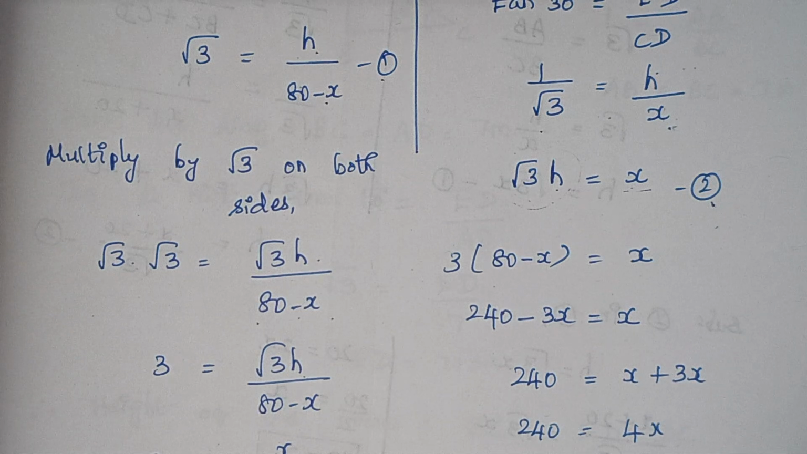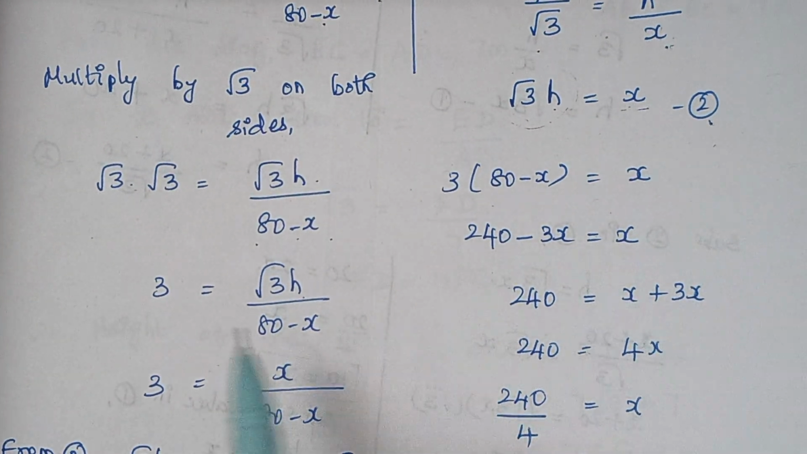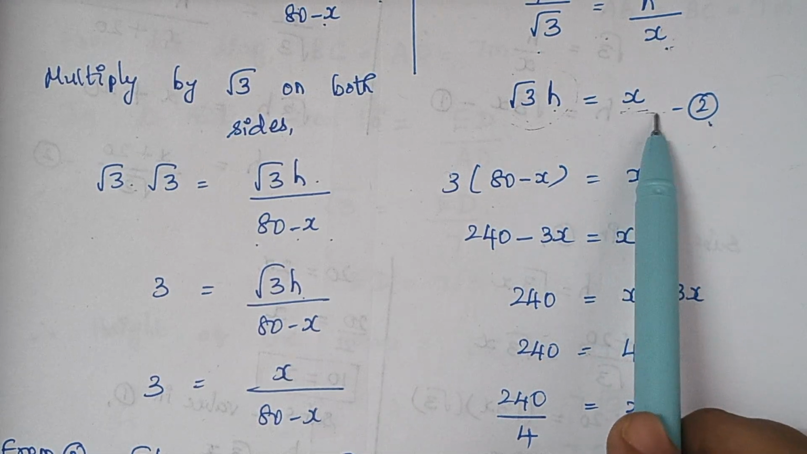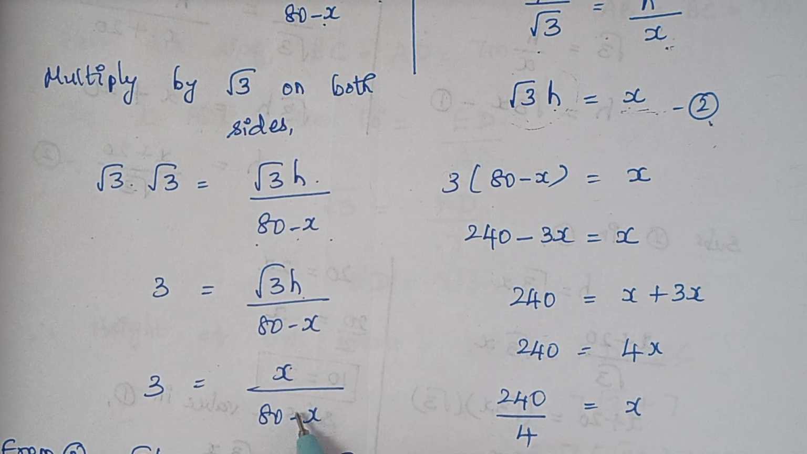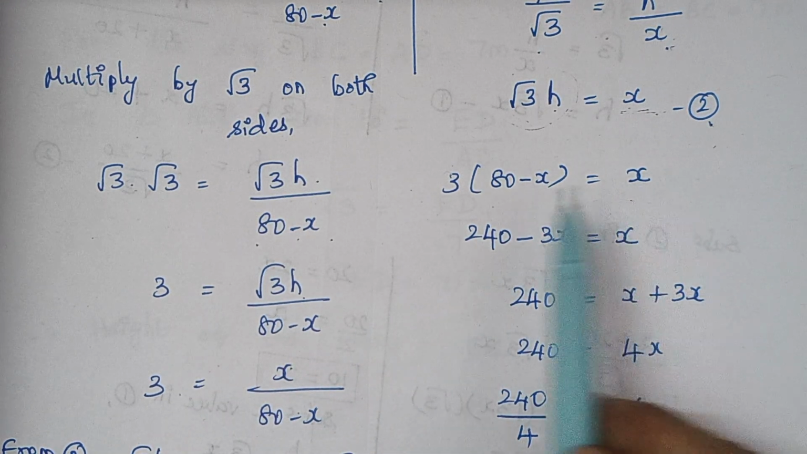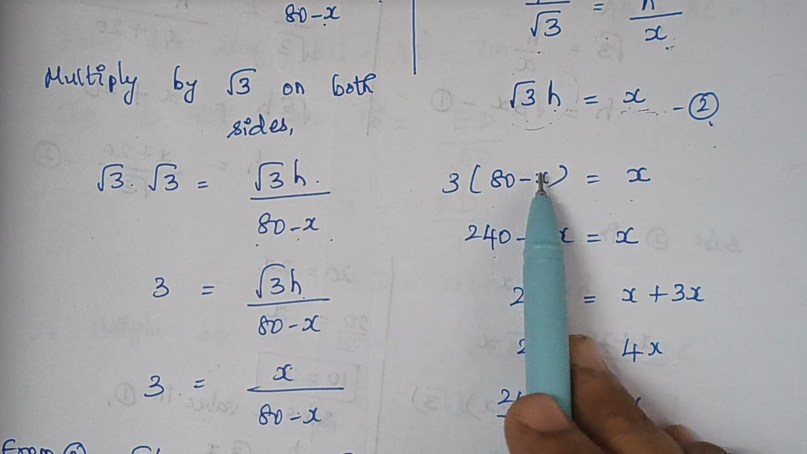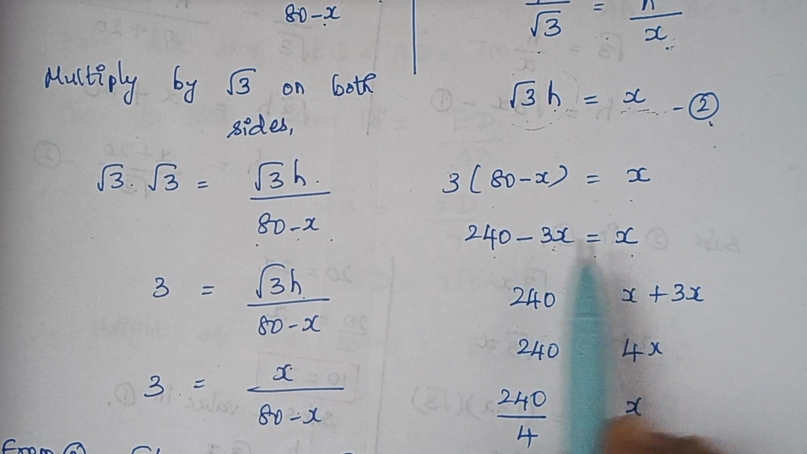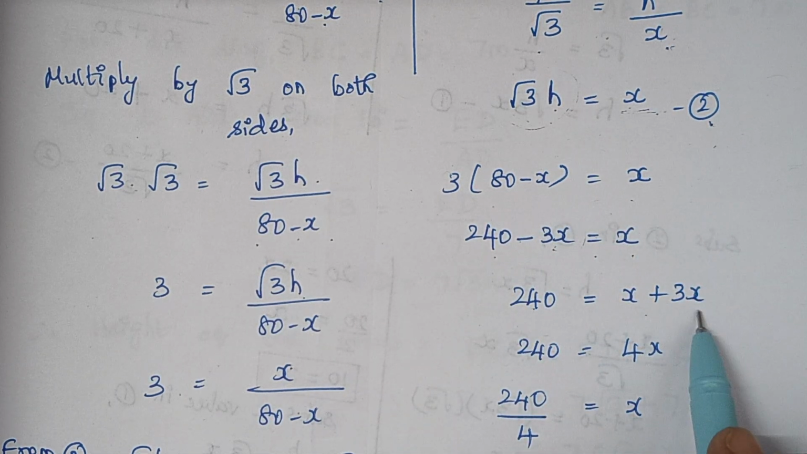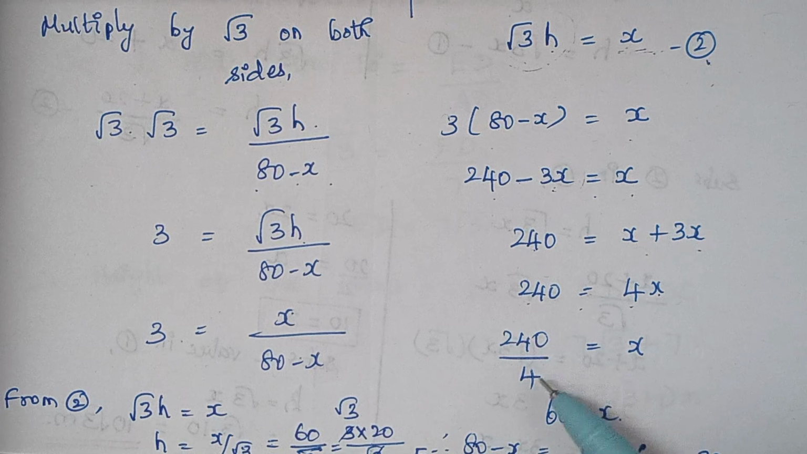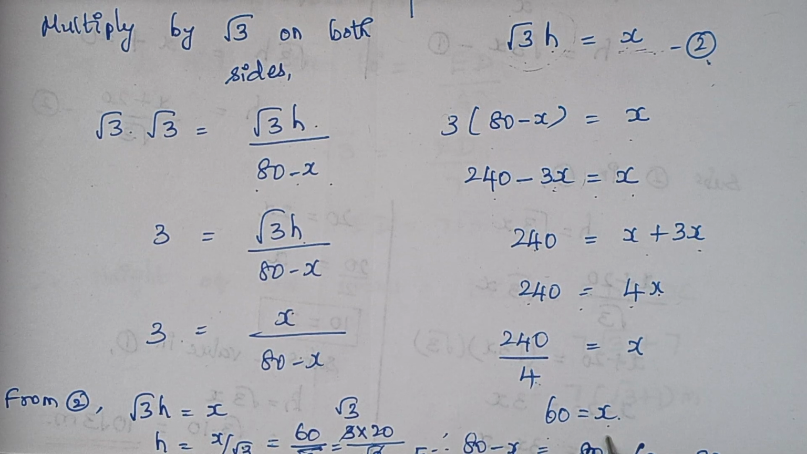Just do a cross multiplication. In the place of root 3h, we can replace it by x. So when you cross multiply, 3 into 80 minus x is equal to x. So 3 into 80 is 240, minus 3x is equal to x. So 240 is equal to, when you move this minus 3x to the right hand side, it becomes plus 3x. So 240 is equal to 4x, and therefore x is equal to 240 by 4, which is nothing but 60. So here we have calculated the value of x.